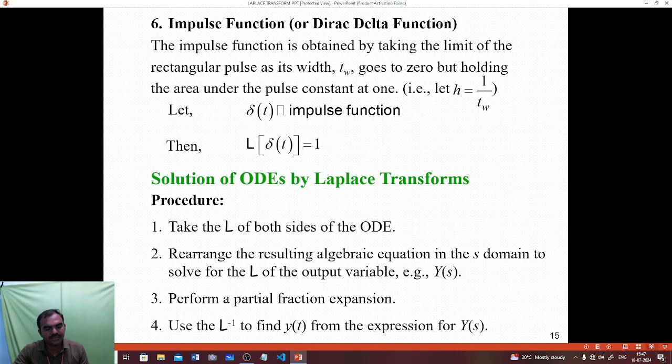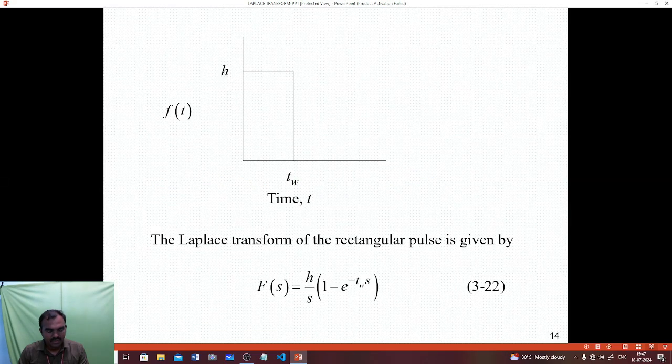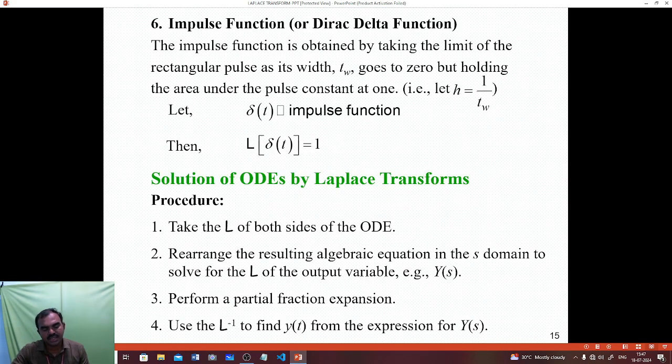Finally, after we find the partial fraction values, we apply L inverse on both sides. So use L inverse to find y of t from the expression for Y of s. These are the steps to solve the ordinary differential equation.